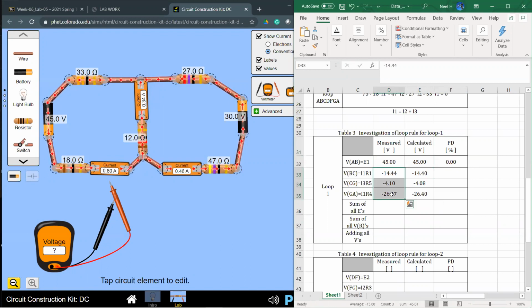Can you go back? I went a little too fast. The I1 R4? Sure. The calculated part? How did you get that one here? Okay, 0.8 times 33. And also the one above it, that should be 0.34 times 12 times negative 1. Okay, and also the 45, how did you get that? The 45 we can't really calculate. It's a battery, right? So battery voltage we can't calculate. Okay, thank you. Any other questions?